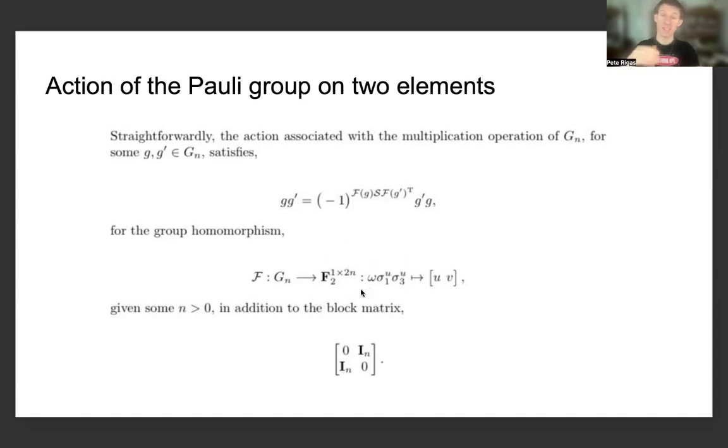And component wise, if I give you one element of the polygroup, omega sigma u of 1, sigma u of 3, it maps into u and v, where again, sigma 1, sigma 2, sigma 3 are the basis of the traceless 2 by 2 matrices, which appear all throughout quantum physics and quantum mechanics and quantum information theory. In this, strictly n, this little n parameter being strictly positive, is relating to the number of qubits, as well as this script s term having the following block matrix decomposition along the anti-diagonal.